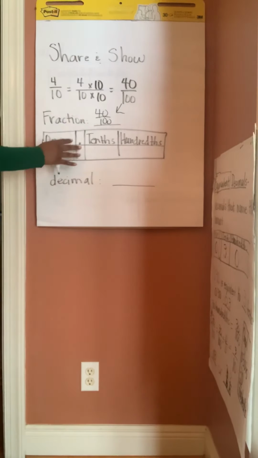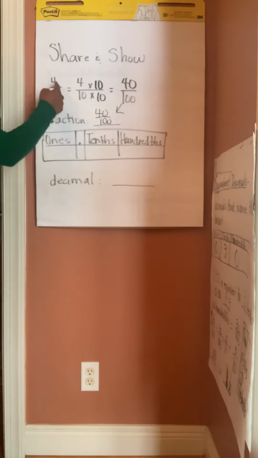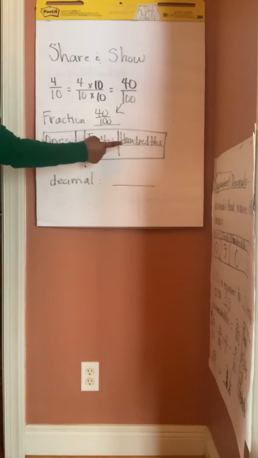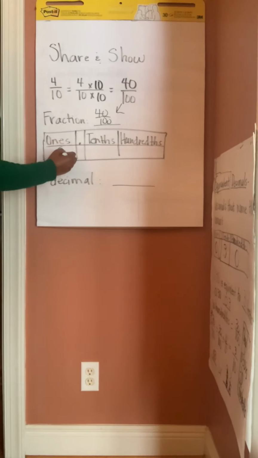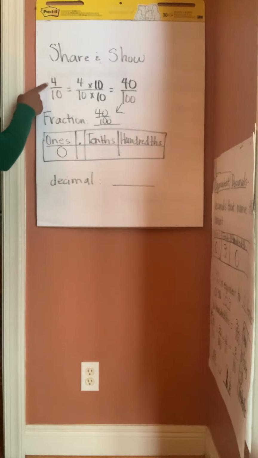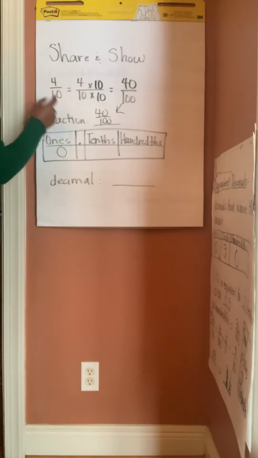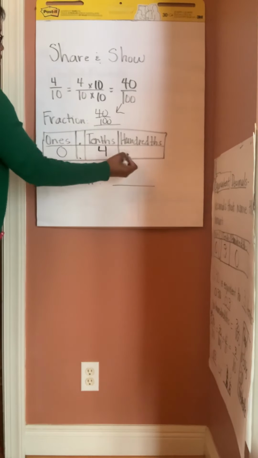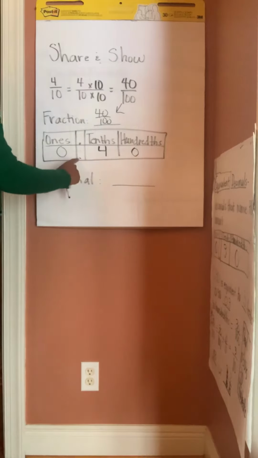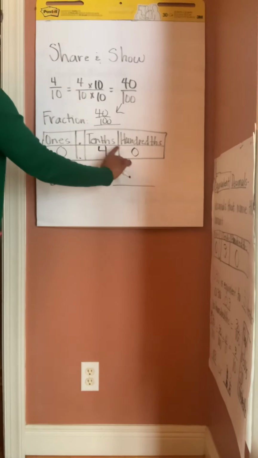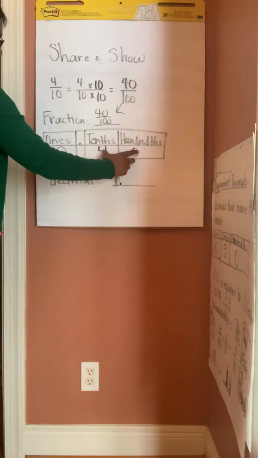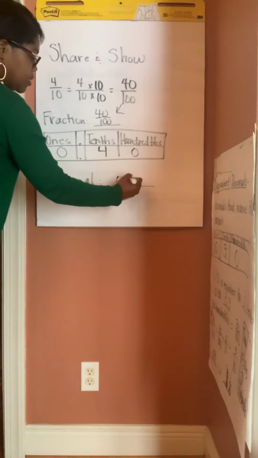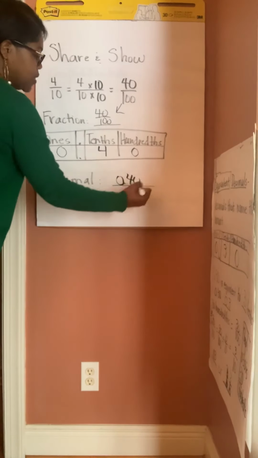And this same problem, they have it by modeling it in a place value chart. So if I write 4/10 in my place value chart, I have 0 ones because I don't have any whole numbers. This is not a mixed number, it's a fraction. 0 ones, 4 tenths, 0 hundredths. Now this way you can clearly see, you're going to copy this directly here because this is the decimal. 0 ones, 40 hundredths.